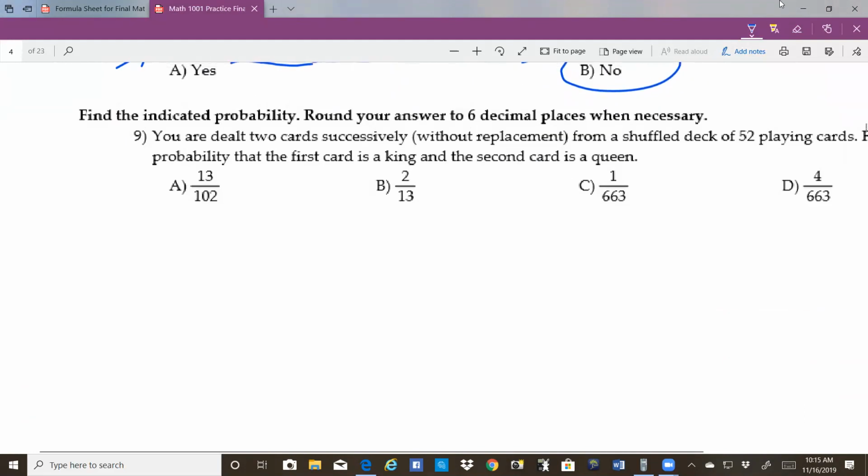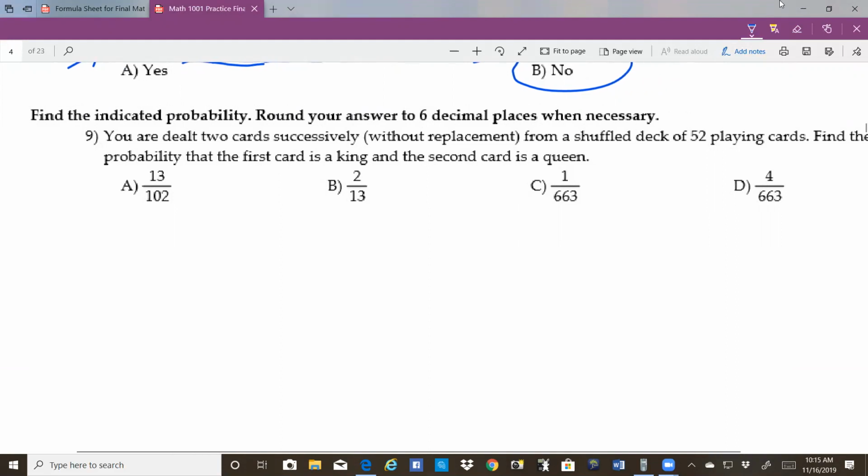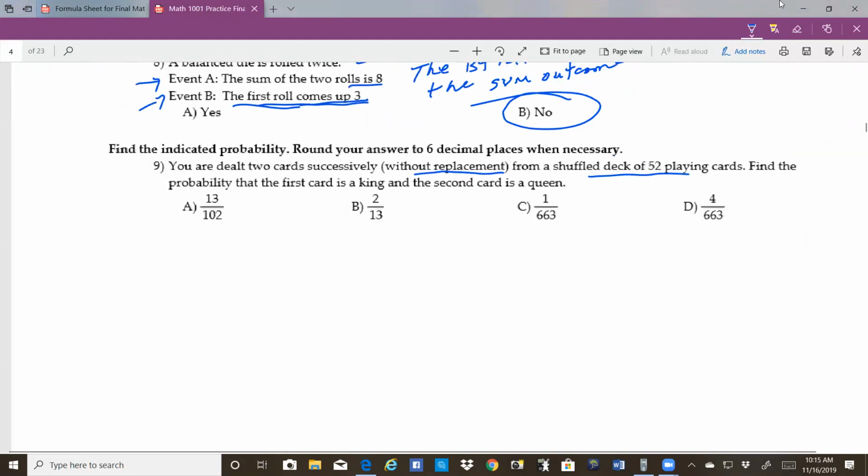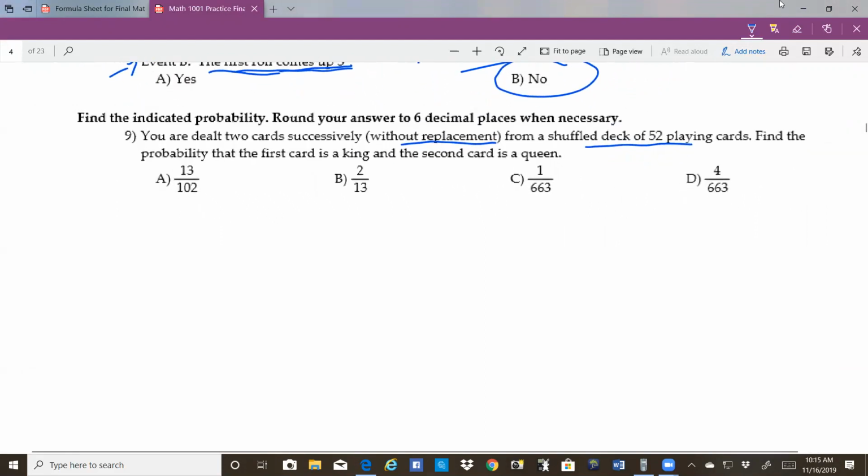You're dealt 2 cards without replacement from a shuffled deck of 52 playing cards. Find the probability that the first card is a king and the second card is a queen. Well, we have obviously 4 kings and 4 queens.